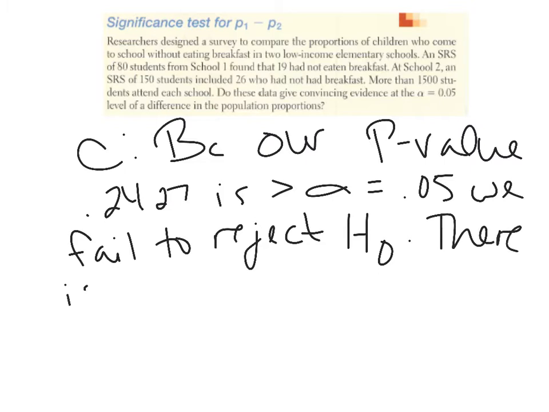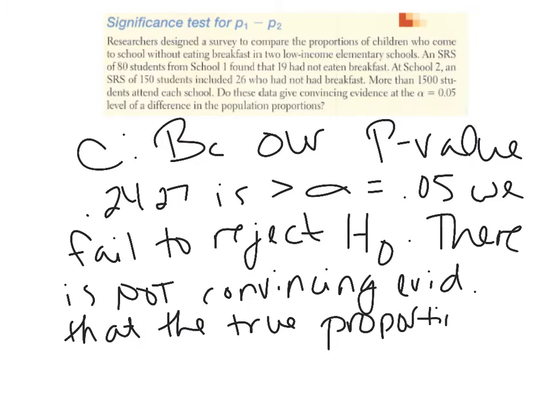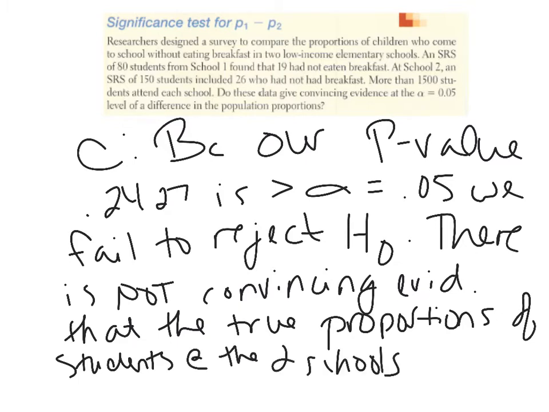There is not convincing evidence that the true proportions of students at the 2 schools that didn't eat breakfast is different. We got to put that word true in there. Okay, that the true proportions of students at the 2 schools that didn't eat breakfast is different. Make sure, again, you put that context in there.